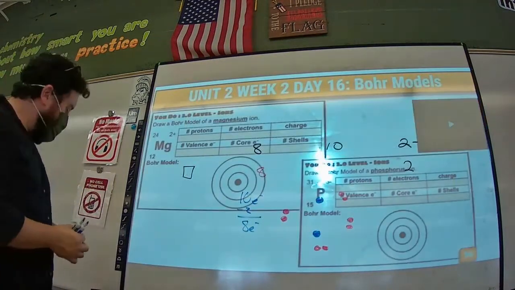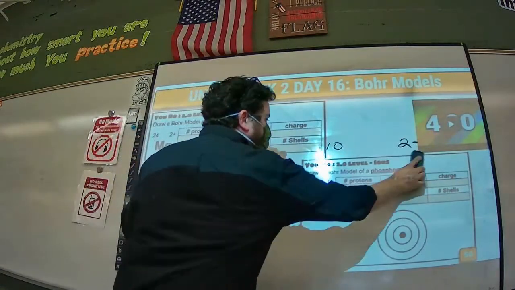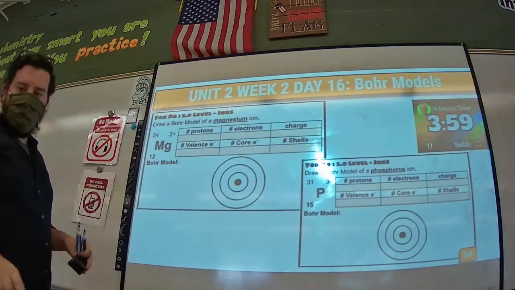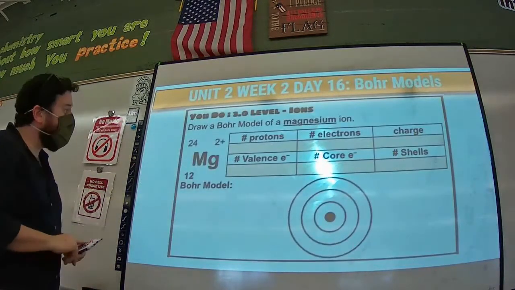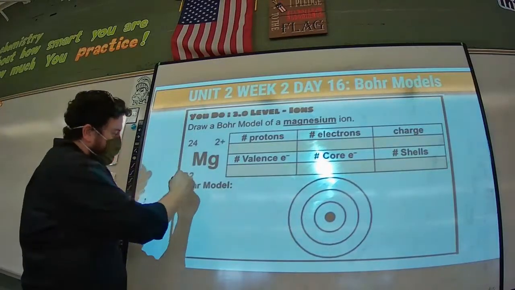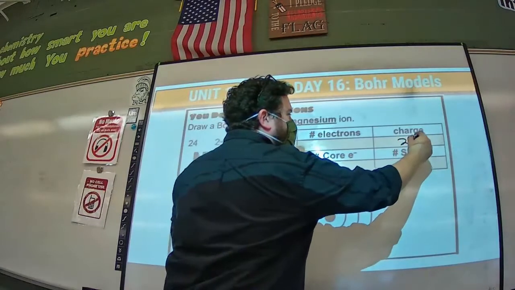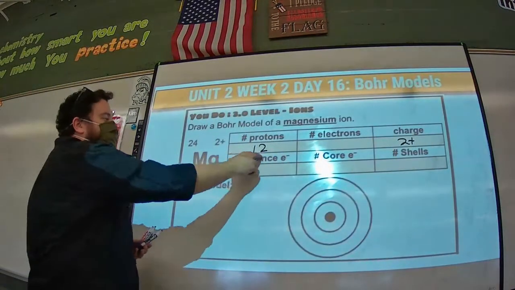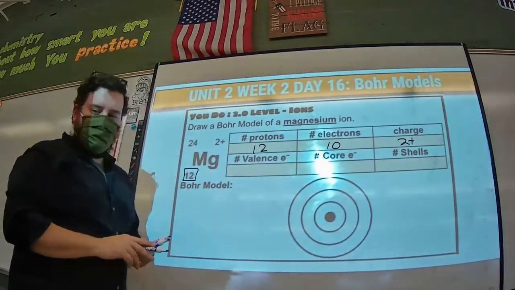Let's look at the you-do examples, and we'll go over the solution to both of those as well. I'm going to skip to the next slide where it shows this magnesium ion on the screen. Magnesium has 12 protons. The atomic number is there. The charge is 2 plus. That means we lost 2 electrons. If we started with 12 electrons to match the protons and we lost 2, that means we have 10 electrons.